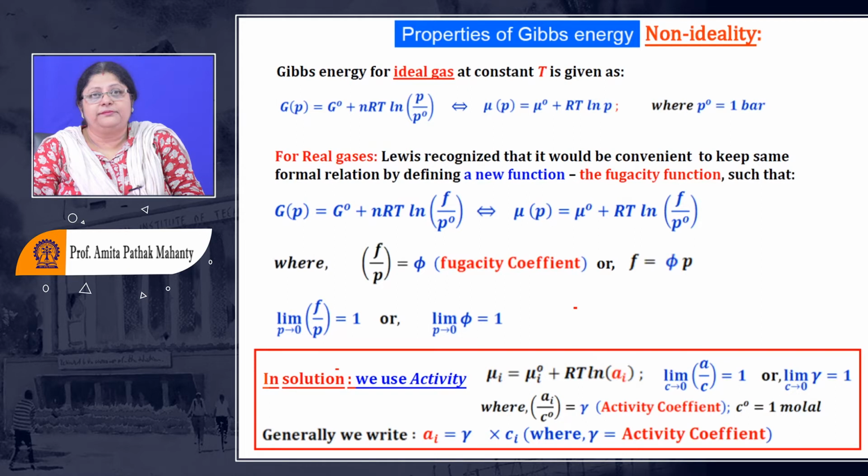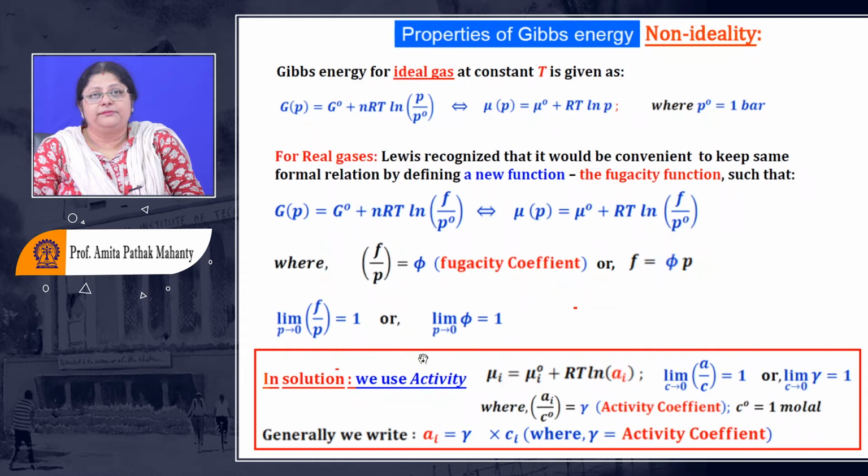When will a non-ideal gas start behaving ideally? It happens only when the temperature is very high or the pressure is very low. So in the limit of pressure approaching 0, what happens to this ratio? This ratio becomes 1, so the fugacity coefficient becomes 1. That means the system is approaching ideal condition, and the fugacity becomes equal to the pressure.